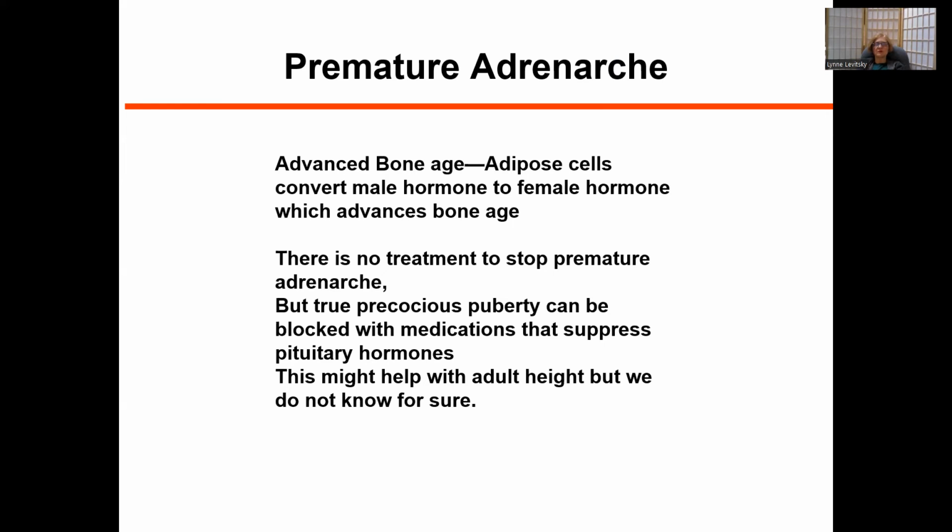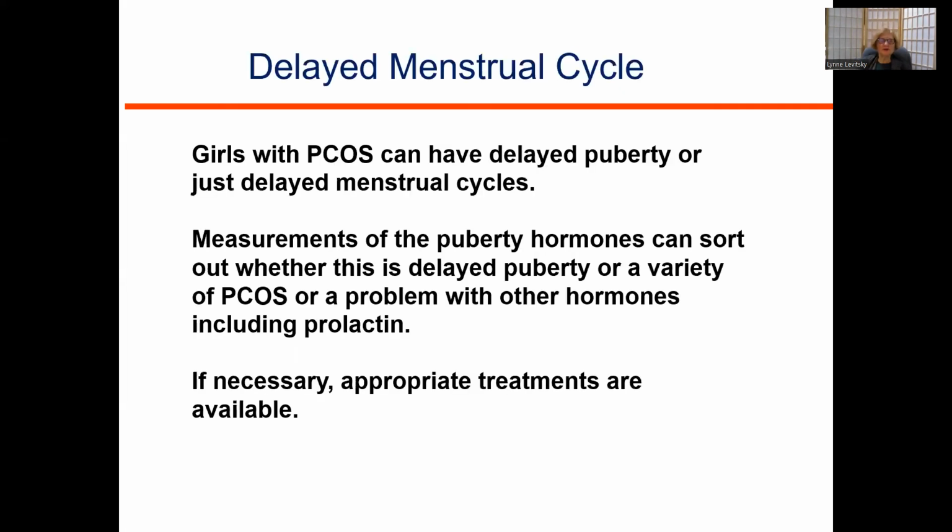But you can block true precocious puberty with medications that suppress pituitary hormones. And this might help with adult height, but we do not know for sure. Certainly wouldn't be harmful because they're just given for the period of time that the child would normally not be in puberty if they start early.